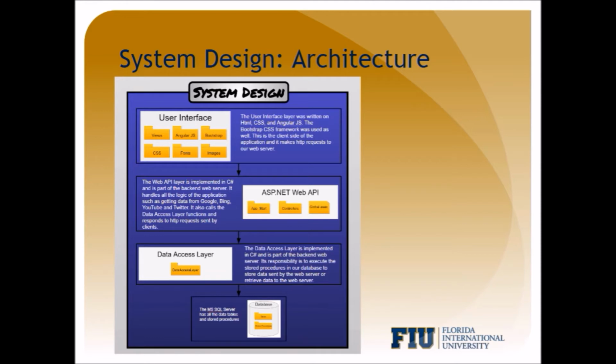The data access layer was implemented in C#. This is a layer that consists of classes, and each class is for each stored procedure that is in the database. So each class has an execute method to execute the stored procedures. The main functionality of this layer is to store or retrieve data from the database.